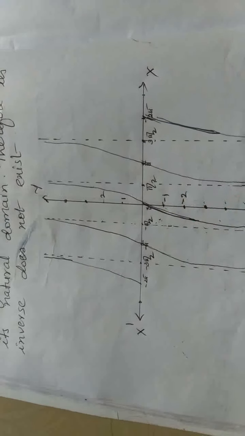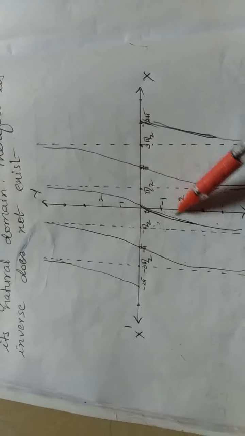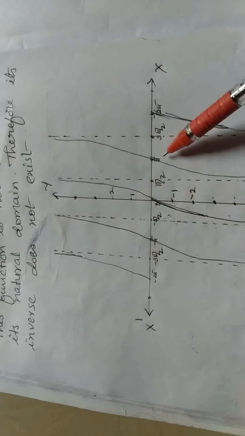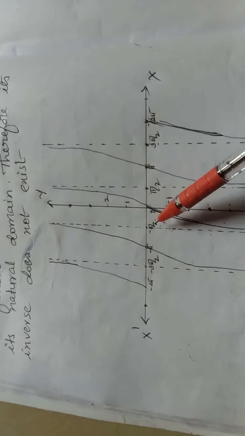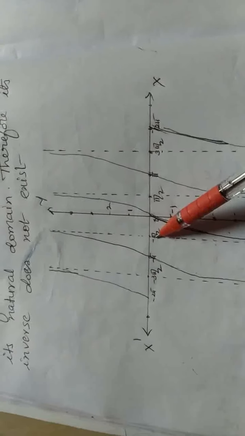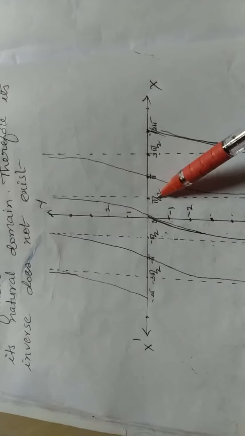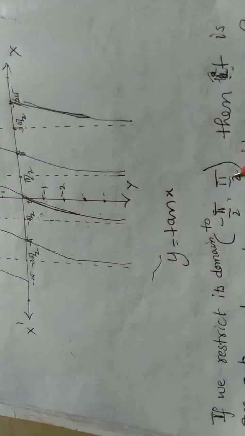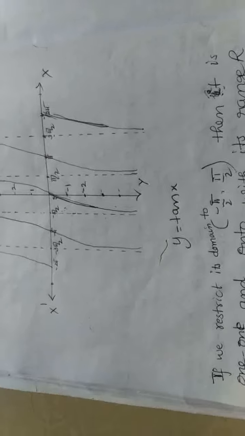And its range is all real numbers in this portion. Okay. But you should take care that this is an open interval, because at −π/2 and at π/2, we can't define the function. Therefore, if we restrict its domain to the open interval −π/2 to π/2, then it is a bijective function. Actually, tan function can be restricted to any one of the intervals.